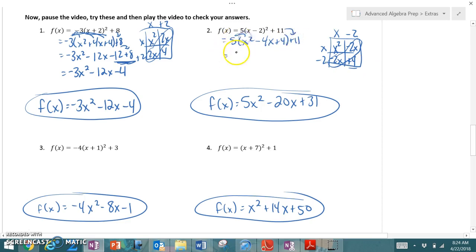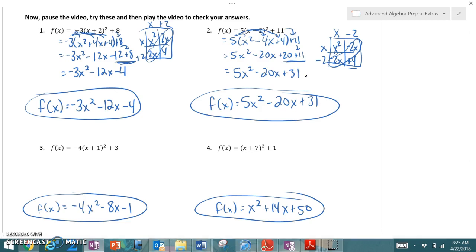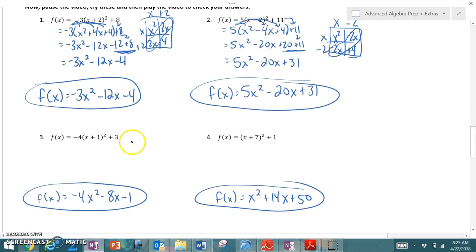Next step, I distribute that 5. I get 5x squared. 5 times negative 4 is negative 20x. 5 times 4 is plus 20. And then I bring down the plus 11. Last step, I add these two terms together. I got 5x squared minus 20x plus 31, which is what I got for that answer I showed you. So hopefully if you had a mistake on either one of those, you were able to catch it and see where you went wrong. And now I'll show the final 2 examples.